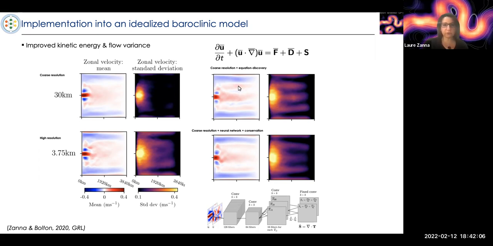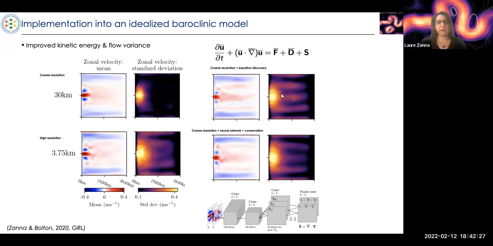And if we look at the structure, the flow is actually weaker, which is interesting. But the structure actually becomes more correlated with the high resolution one. If we compare that with the implementation of a neural net, which also had a physical constraint built into it, we actually reach roughly similar results.